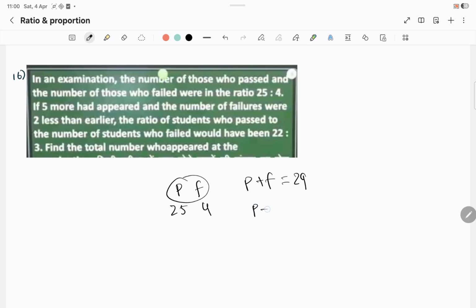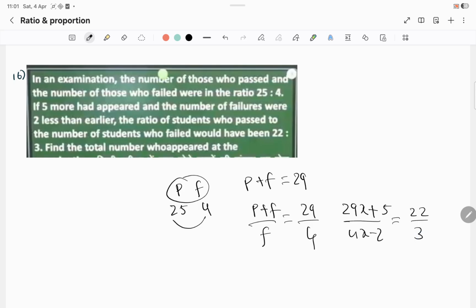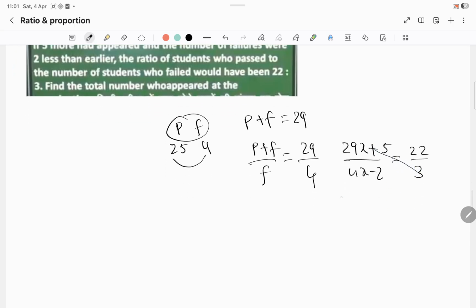They are talking about total and failures, so I will write the ratio as (P plus F) by F. It becomes 29 and 4. Initially 29 and 4. Now what happened? 5 more appeared, so it's 29x plus 5. Failures will be 2 less, 4x minus 2. Then the ratio becomes 22 by 3. Then cross multiply: 87x plus 15 is equal to 88x minus 66. Then x is equal to 66 plus 15, 81.